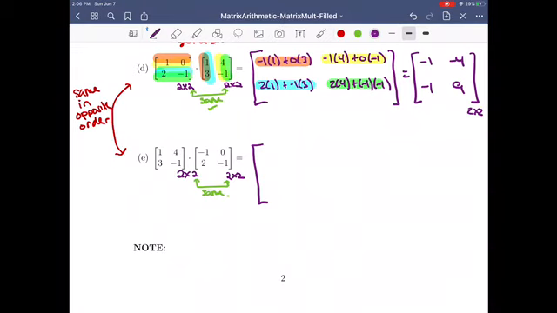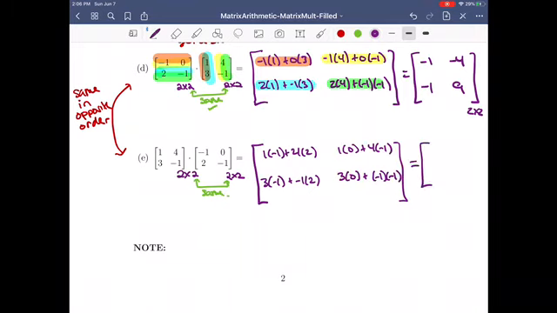So row 1, column 1, it's going to be 1 times minus 1 plus 4 times 2. And then I'm going to have 1 times 0 plus 4 times minus 1. Then I have 3 times minus 1 plus minus 1 times 2. And then 3 times 0 plus negative 1 times negative 1. So if we simplify here, I have negative 1 plus 8 is 7. 0 plus negative 4 is negative 4. Negative 3 plus negative 2 is negative 5. 0 plus 1 is 1.